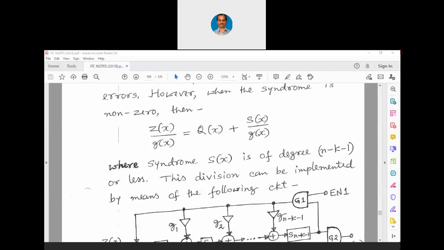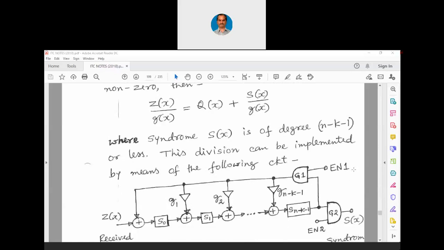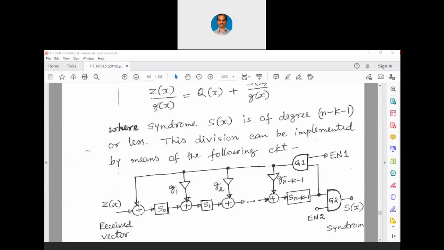Now, the syndrome s of x is of degree n minus k minus 1 or lesser. It depends on the polynomial itself. This division can be implemented by means of the following circuit. It is a similar circuit, only thing is z of x is coming in. Z of x means the code vector which has gone through the channel. Now z of x may be having errors, may not be having errors. We don't know. We will have to find out. So z of x itself is going to be the input to the hardware.